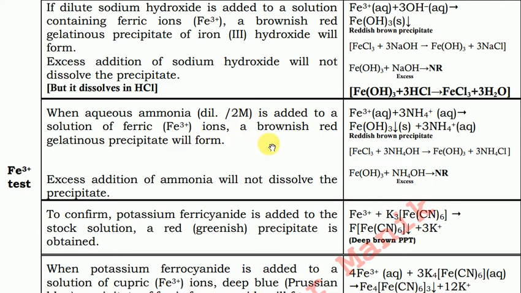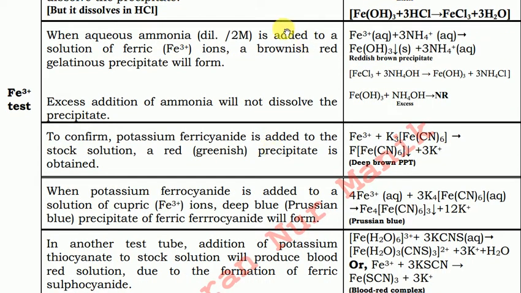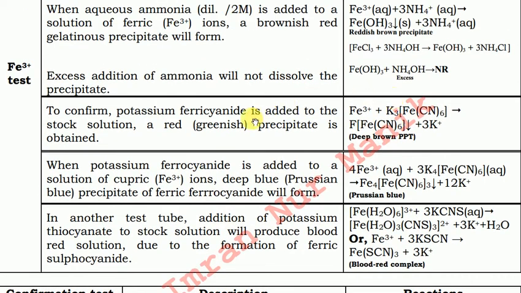Okay. Now, if a solution contains ferric ion, and if we add dilute ammonium hydroxide into that solution, this will also produce reddish brown PPT, which is not soluble when excess ammonium hydroxide is added. Okay, now let's move on to our next experiment. To confirm the presence of ferric ion, if we add potassium ferricyanide to a solution containing ferric ion, then a deep brown PPT or deep greenish precipitate of ferric ferricyanide is obtained.